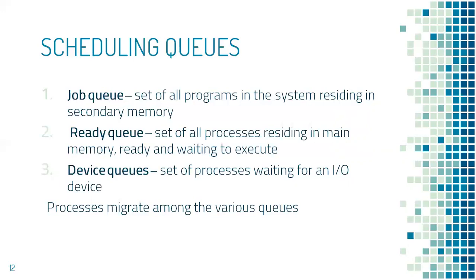A job queue consists of set of all programs in the system residing in secondary memory. A ready queue is the set of all processes residing in main memory, ready and waiting to execute on the CPU. Device queues are the set of processes waiting for an IO device. So for each IO device, a separate queue will be maintained. The processes keep migrating among these various queues during its life cycle.